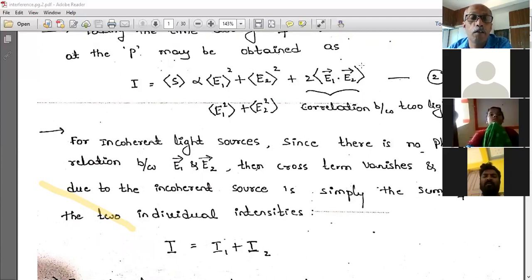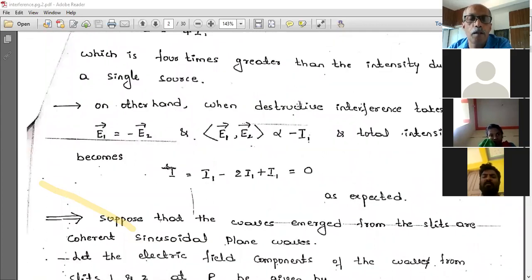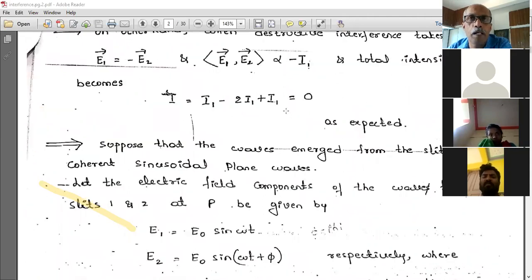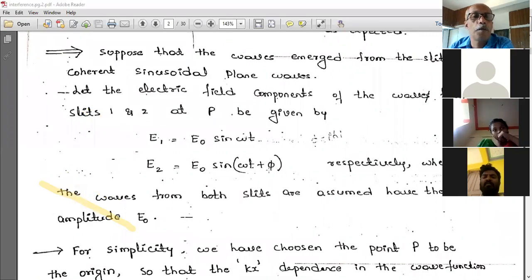Therefore, it is E1 square plus E1 square minus 2 E1 square, or 2 E1 square plus 2 E1 square minus 2 E1 square. Therefore, I is equal to 2 I1 minus 2 I1. They get cancelled, and therefore the intensity will be 0. Therefore, due to destructive interference at point P, the intensity is 0.